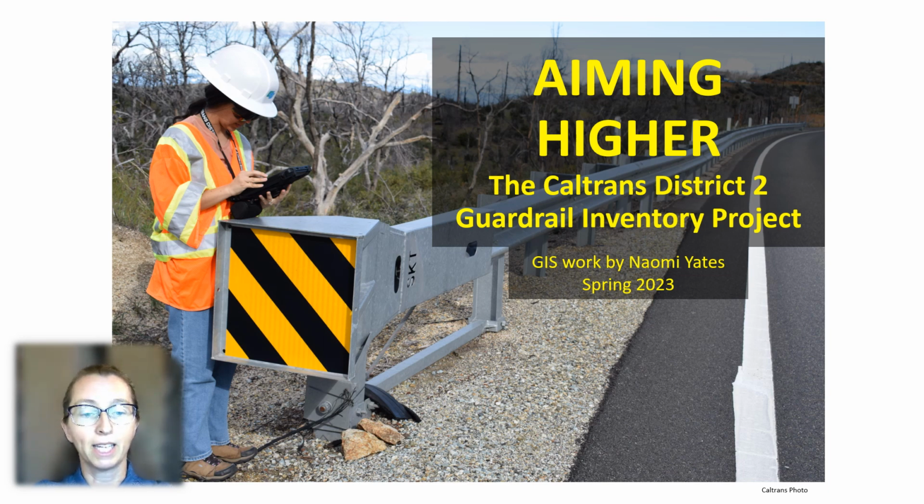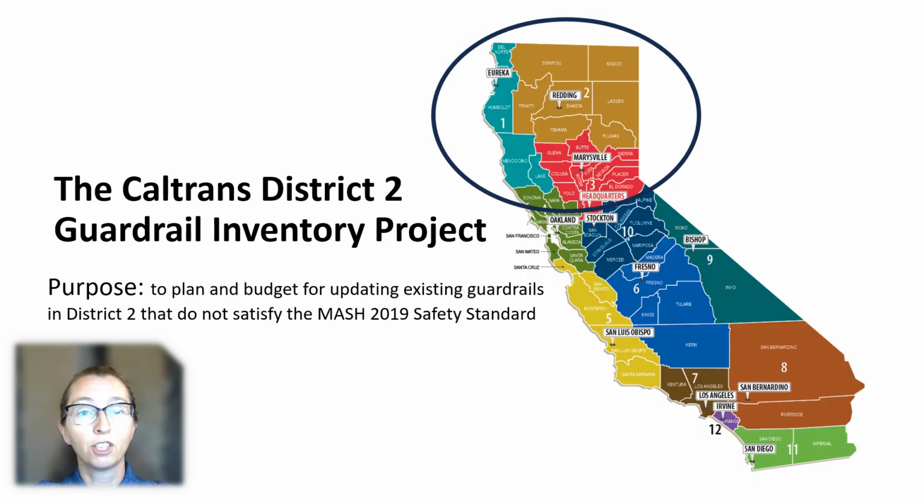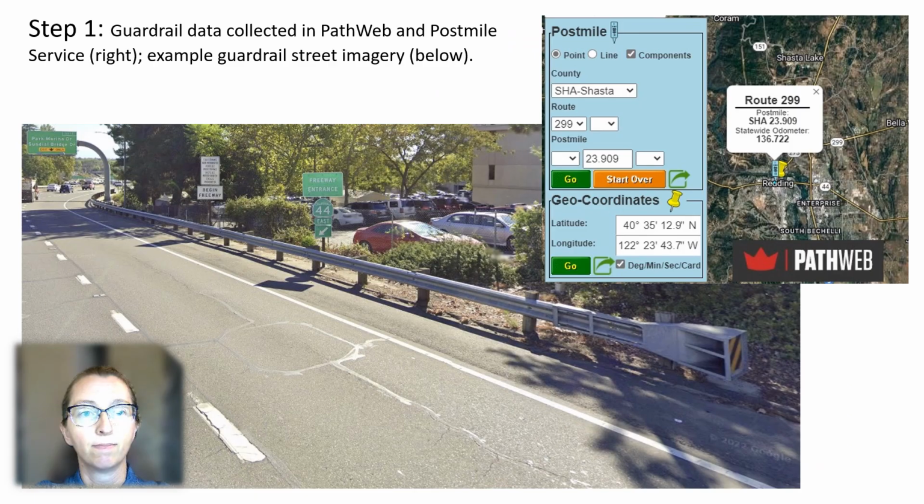My name is Naomi Yates, and the following is the Caltrans District 2 Guardrail Inventory project I was involved in from January to June of 2023. The project was undertaken in this 7-county region in Northern California as a tool to plan and budget for updating existing guardrails that do not satisfy the MASH 2019 safety standard for taller, stronger guardrail.